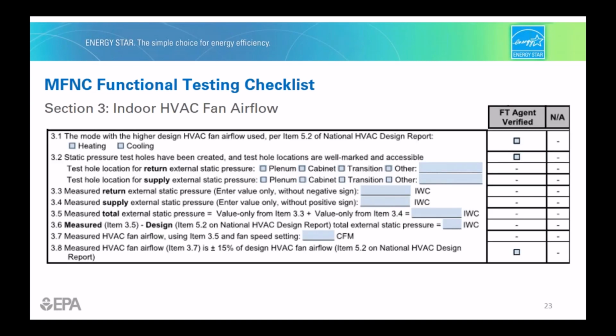So if you determine the system qualifies, these are the 8 items that need to be verified. You will need the HVAC design report we mentioned earlier in order to do so, as items 3.1, 3.6, and 3.8 rely on information found in item 5.2 of that report.